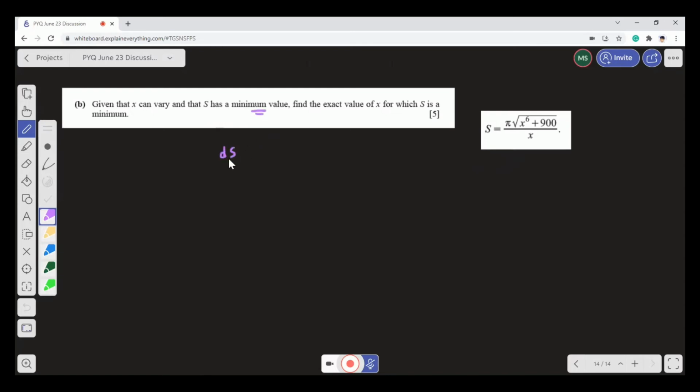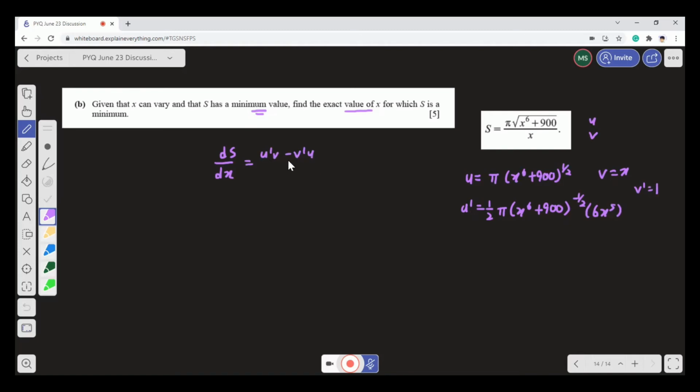When we talk about minimum value, ds/dx. Find the exact value of X where S is a minimum. So I want to differentiate and set it equal to 0. This is your UV, your quotient rule. So how do we differentiate this? U equals pi times (x^6 + 900)^(1/2), and your V is x. So you differentiate: 1/2 pi (x^6 + 900)^(-1/2) times 6x^5. And the V prime is 1. So apply the formula (U'V - V'U) over V squared.